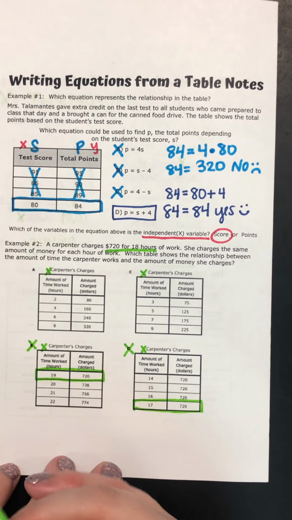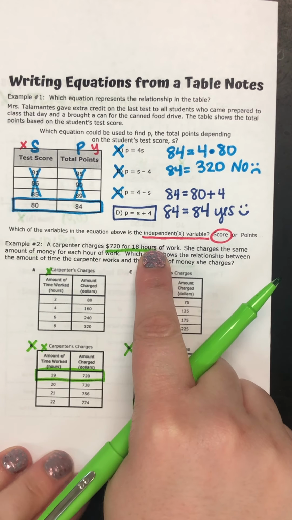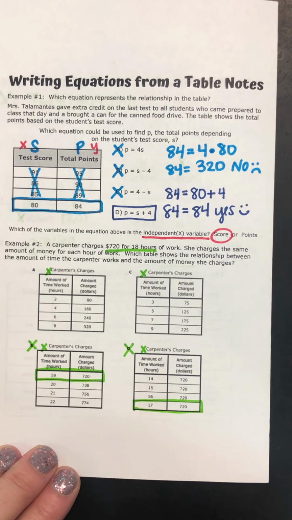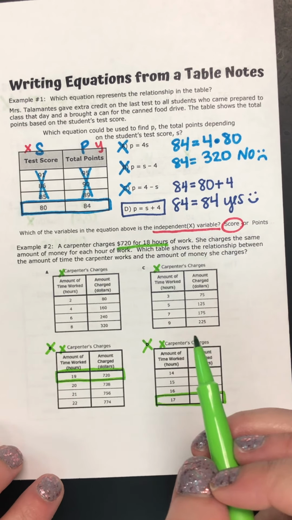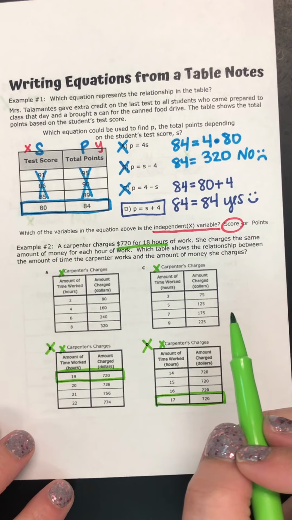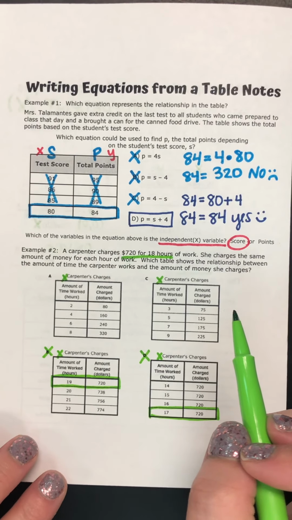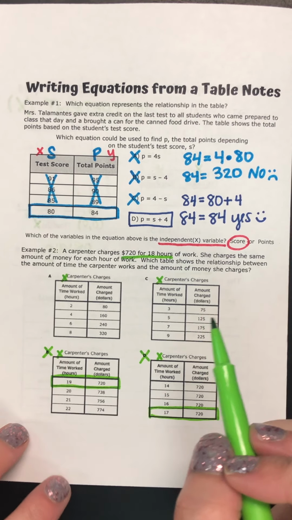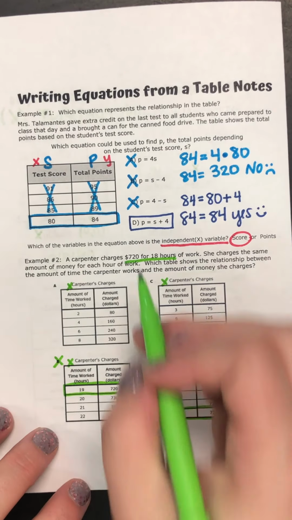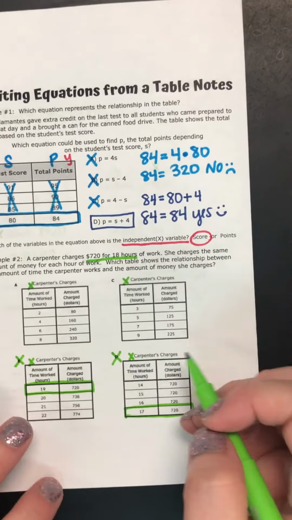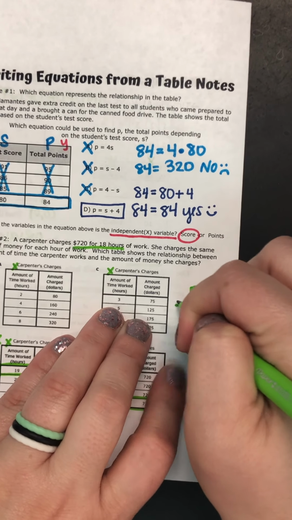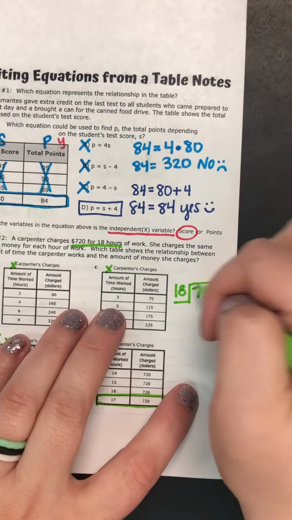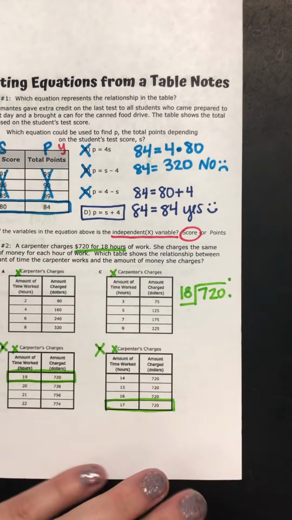So all we're going to do is figure out what it costs for 1 hour of work. We're going to find 1 hour. I'm sorry. So $720, 18 hours of work. So we're literally going to take our 720 and we're going to divide by our 18 hours of work. So 18, boots and hat, and we're ready to divide.